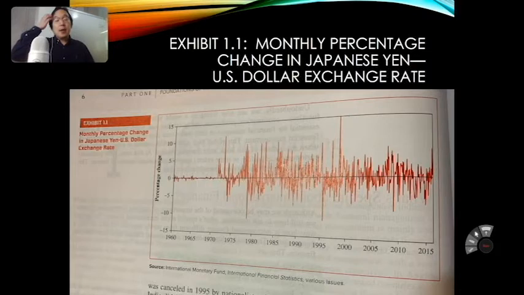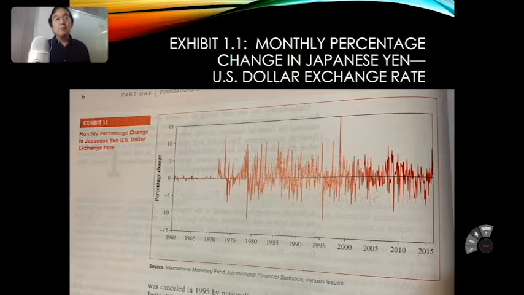Now, FX is such an important thing when you are investing in these kinds of international and global companies, right? Here, the picture you see is the monthly percentage change in the Japanese yen to US dollar rate, month by month, right?